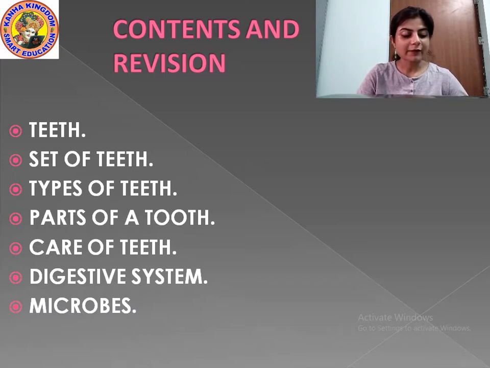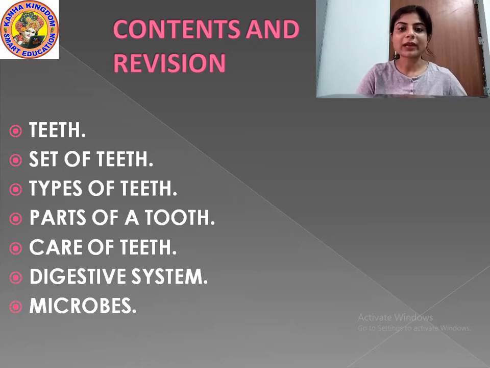Viruses cause diseases such as common cold, influenza and polio. Bacteria cause diseases such as tuberculosis, typhoid, and cholera. Fungi cause diseases such as ringworm. And protozoa cause diseases such as food poisoning, dysentery, and malaria. These are some diseases that are caused by microbes.